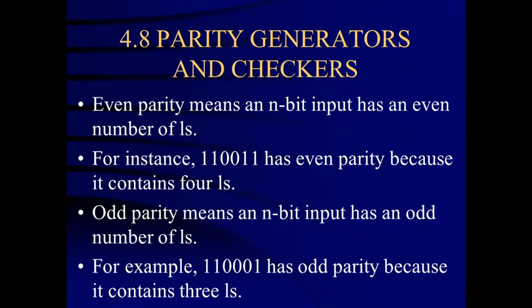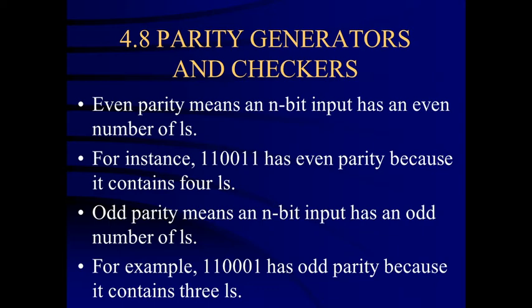Now, application of this exclusive OR gate as a parity generator and parity checker. There may be two types of parity, even parity or odd parity. What is the meaning of even parity or odd parity? Actually, if you are given a binary number which is in the form of 1s and 0s, so if an n bit binary number has odd number of ones, then that number is said to have odd parity, and if it is having even number of ones, then that number is said to have even parity.